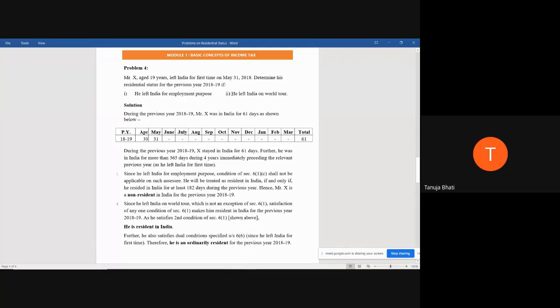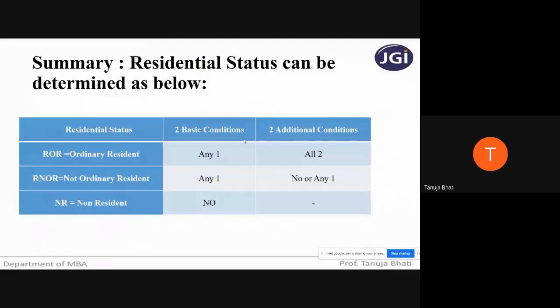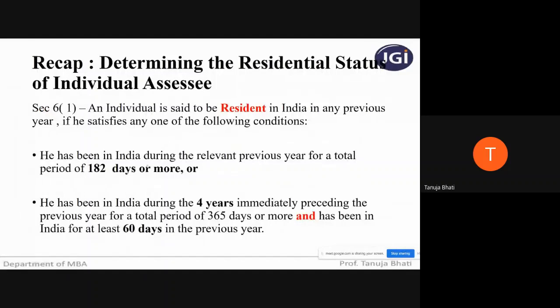Is he fulfilling the first basic condition? His stay in India during the previous year should be 182 days or more. We saw that his stay is only 61 days. Therefore, he is not fulfilling this first basic condition.